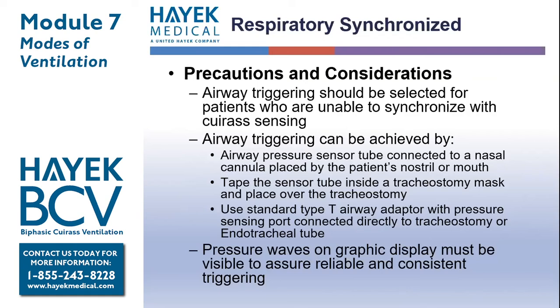Airway triggering should be selected for patients who are unable to synchronize with QROS sensing. Airway triggering can be achieved by an airway pressure sensor tube connected to a nasal cannula placed at the patient's nostril or mouth. Tape the sensor tube inside a tracheostomy mask and over the opening of the tracheostomy, or use a standard T-type airway adapter with pressure sensing port connected directly to the tracheostomy or endotracheal tube back to the device. Pressure waves on the graphic display screen must be visible and consistent to ensure reliable and consistent triggering.